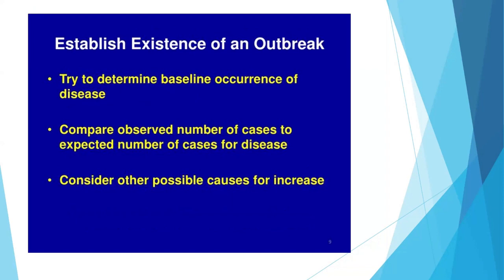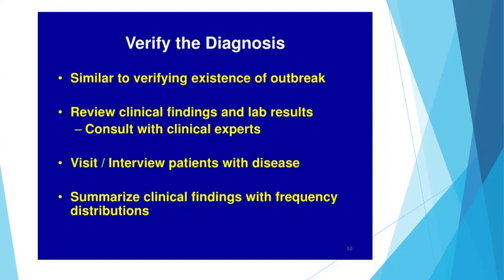We need to try to determine the baseline occurrence of the disease. We need to compare the observed number of cases to the expected number of cases for a disease. As I have told you in the example in the first slide, consider other possible causes for increase in the disease occurrence. We need to verify the diagnosis. It is similar to verifying the existence of an outbreak. We need to review the clinical findings and lab results, and consult with clinical experts. Then we visit or interview the patients with the disease.